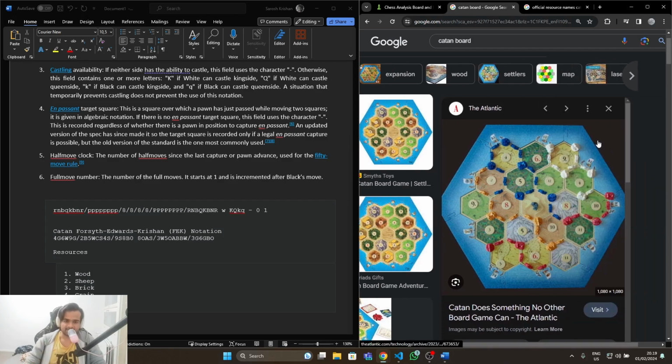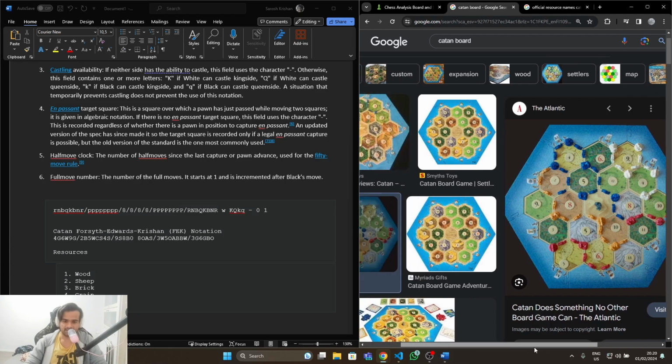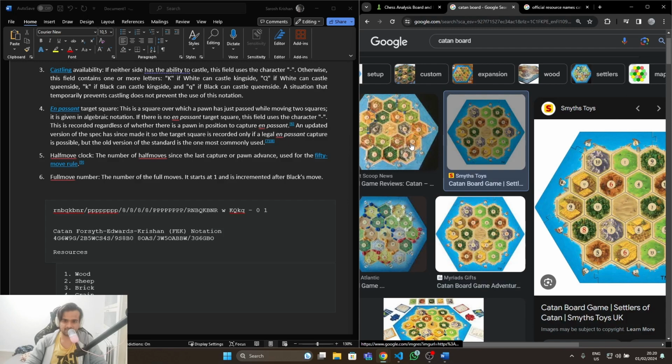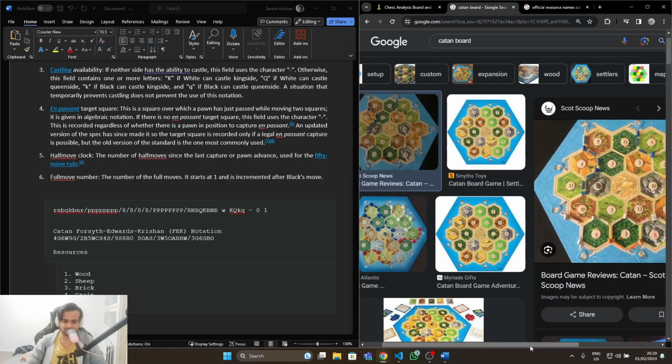Okay, so we have 2, 1, 2, 1, 2, 1. That's the pattern it goes. And the top left tile is always a port. And you can see that in any iteration, it's always on the top left.